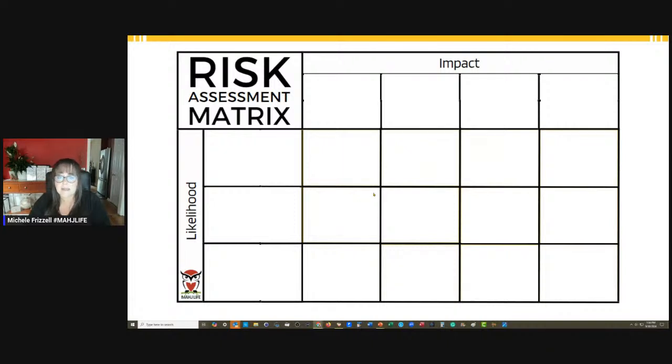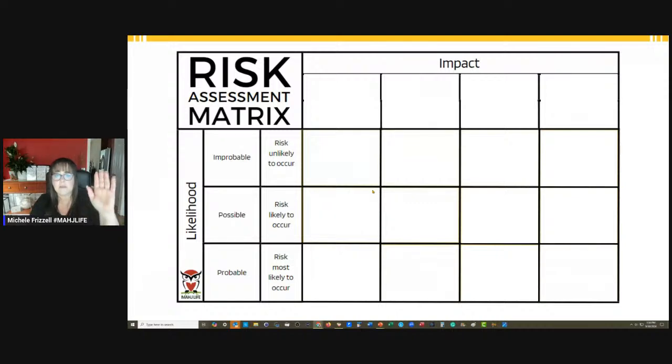On the left, we have likelihood. On the right, we have impact. In likelihood, we have improbable, with a tile that you draw from the wall that has a risk likely to occur. You could have a possible risk likely to occur and then a probable risk most likely to occur. So when you draw a tile, it could have an improbable likelihood or a possible likelihood and then a probable likelihood. So think about the likelihood of that draw, that picked tile, creating a risk at the table.